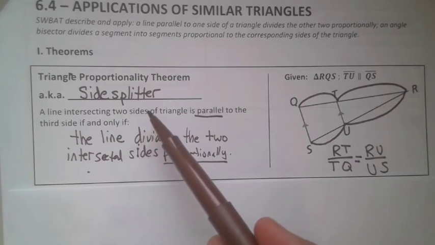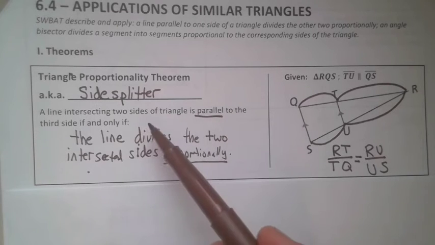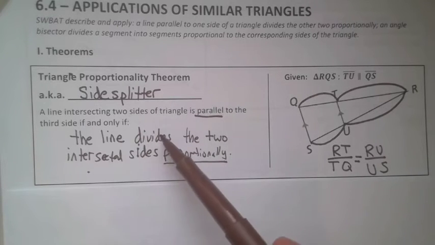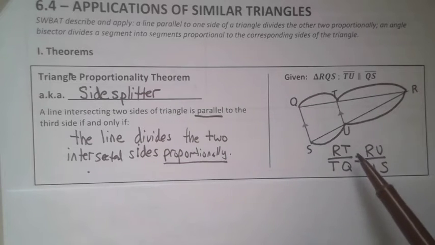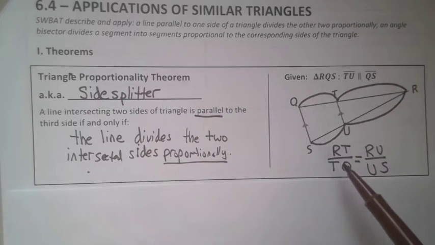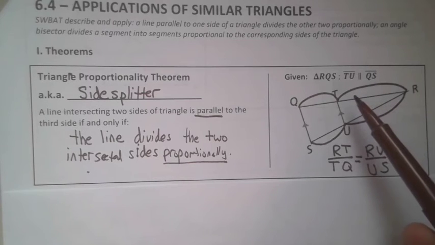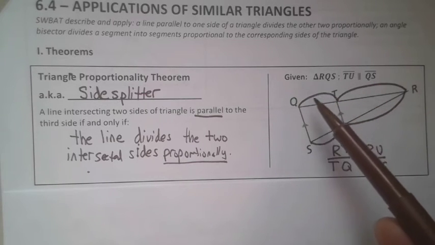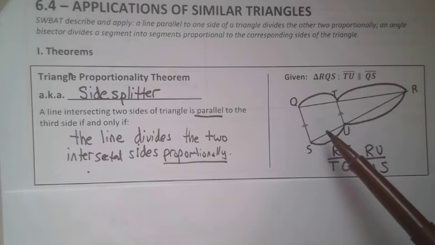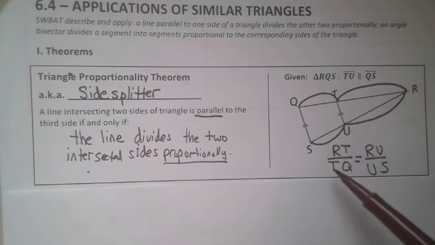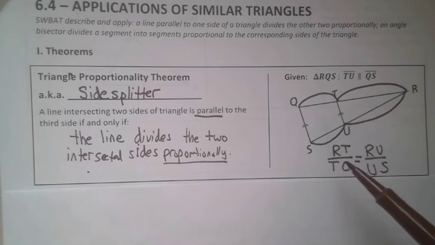So a line intersecting two sides of a triangle is parallel to the third side if and only if the line divides the two sides proportionally. We see that right here. For example, let's say RT was 8 and this was 4. If this was 10, what would US be? If you said 5, you get this. Proportionality means those fractions will equal each other.